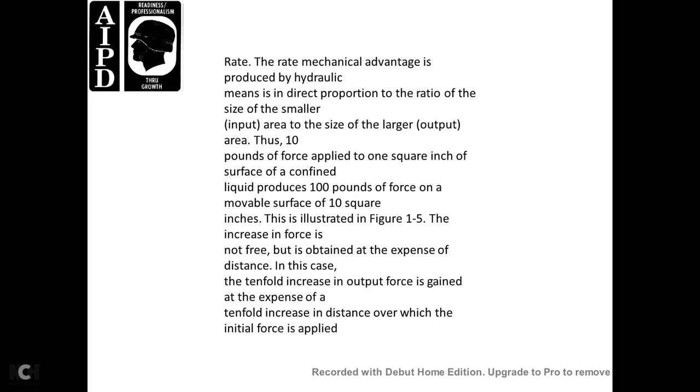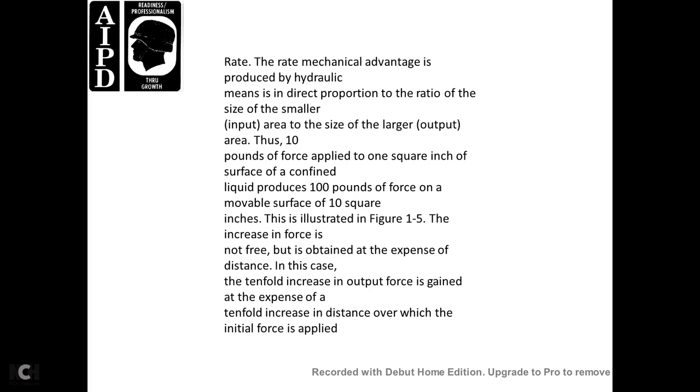Rate. The rate of mechanical advantage produced by hydraulic means is in direct proportion to the ratio of the size of the smaller input area to the size of the larger output area. Thus 10 pounds of force applied to 1 square inch of the surface of the confined liquid produces 100 pounds of force on the movable surface of 10 square inches.